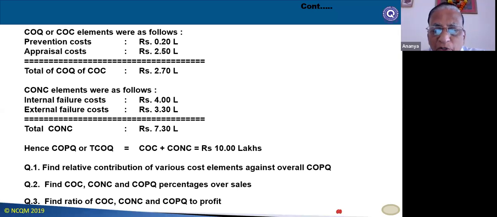So now let us work out what are the different parameters we are talking about. Find relative contribution of various cost elements. Find cost of quality, which we talked about just now. Cost of non-conformance, cost of poor quality, percentage over the sales, because management wants all these figures in percentage value, and find out ratio of cost of quality, cost of non-conformance, poor quality and profit. So let us see whether you can understand that. We'll read it here. It's very easy, not difficult.